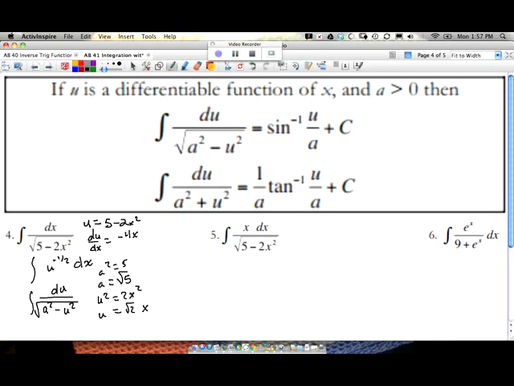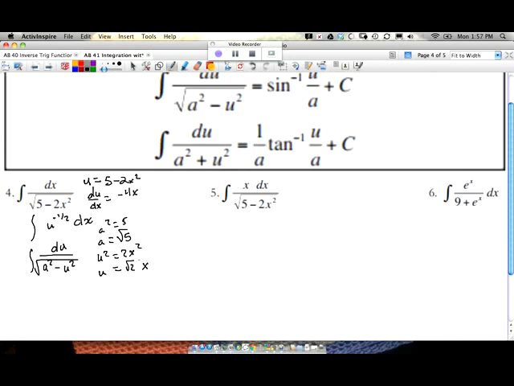Okay, so that's what we have so far. And it's going to be the sine inverse one because we have this subtraction inside a radical. So I know that this is going to be sine inverse of u over a, plus c. Well, u in this case is square root 2 times x, and a is square root 5. So there we go. Now this next one, why is it different? Well, notice it has the x.